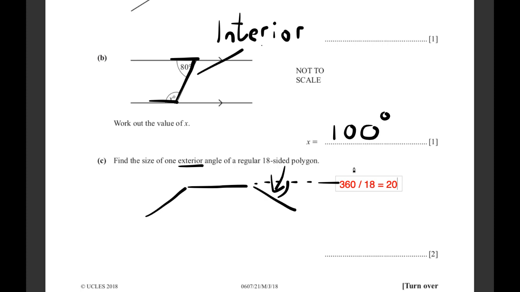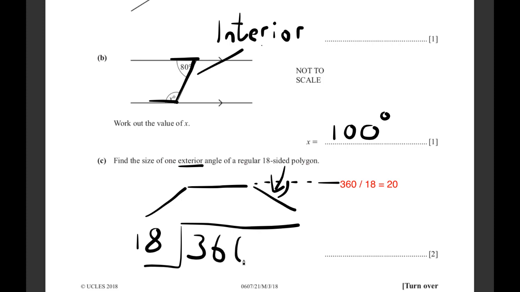If you find that part tricky, however, you can always use the bus stop method. So, like so, if I draw a quick bus stop, you put the 18 here, you put the 360 here, and you can do the division manually as well. But the answer we're looking for is going to be 20 degrees. Okay, so know those words: exterior, interior, and what they mean. So important to get that kind of thing correct.